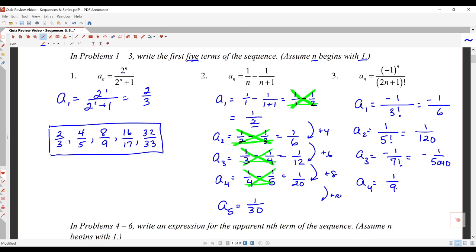A4 would be 1 over 9 factorial, which is 362,880. And the fifth term is negative 1 over 39,916,800. That's 11 factorial. All right, I'm going to stop this video here, and then we'll pick up with numbers 4 through 6 in the next one.